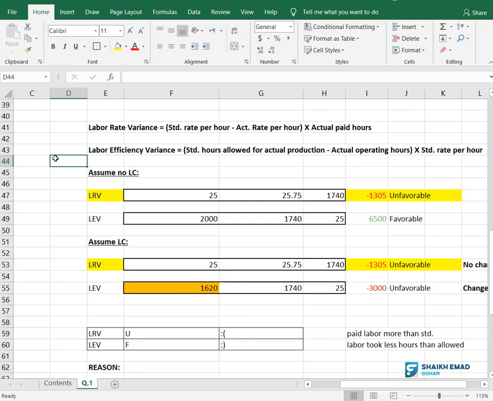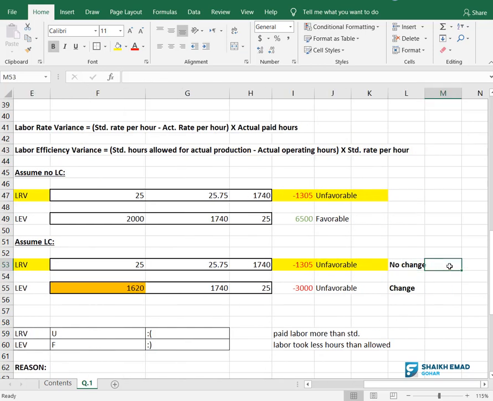Okay, if the examiner is giving you an MCQ, this is the statement: learning curve has no impact on labor rate variance. True or false? What will you say? Learning curve has no impact on labor rate variance. True, because it will be the same, no matter you consider the learning curve or ignore it. And this is the proof in front of you: it is 1305 unfavorable in both situations. I have written here for you also, no change to this variance, and this variance will change.